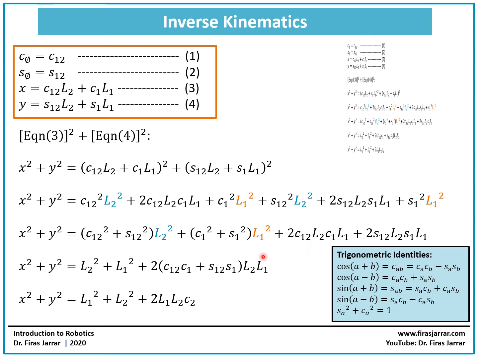and we have the cosine of (theta 1 plus theta 2) times cosine theta 1, plus sine of (theta 1 plus theta 2) times sine theta 1, all of these two terms multiplied by L1 and L2. Now looking at the summation of these two terms, you can see that they relate to which trigonometric identity?